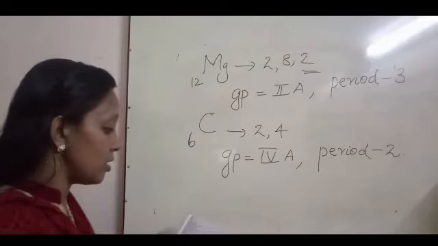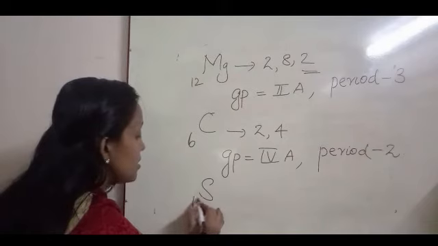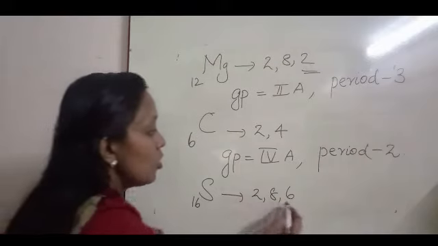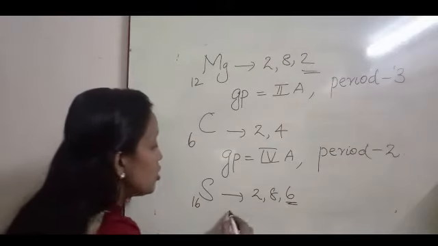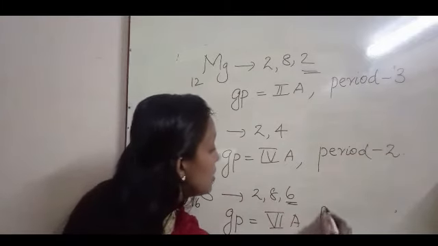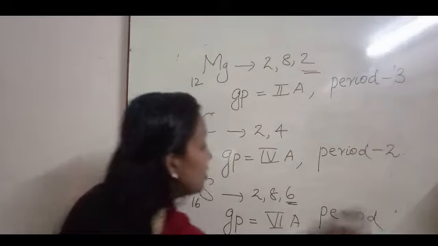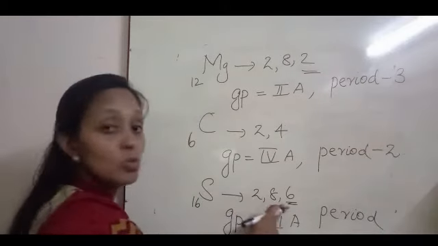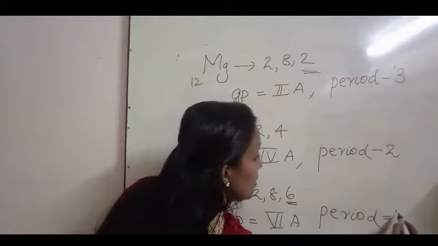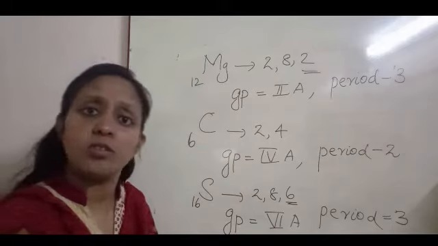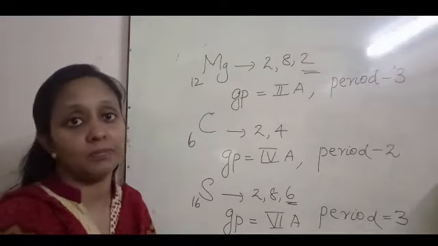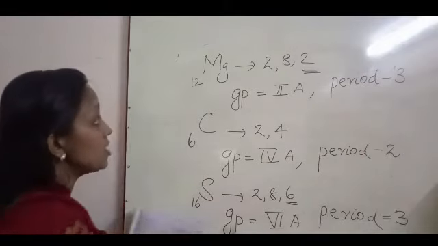Now moving on to the next one, sulfur. Its atomic number is 16, and its electronic configuration is 2, 8, 6. So 6 electrons are there in the valence shell. So it belongs to group number 6A. And it's a member of period... How many shells are used, children? 3 shells are used, isn't it? K, L, M. 3 shells are used. So it belongs to period number 3. So this is the way you can identify the position of any element in the periodic table if you know its atomic number.